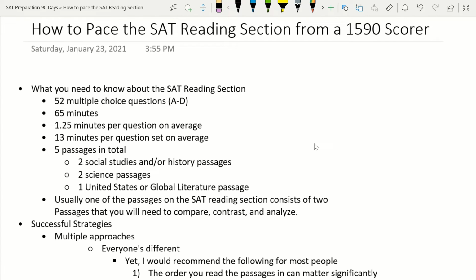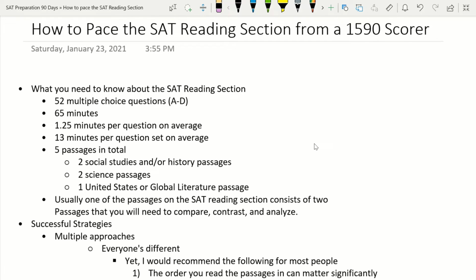Today I'll be breaking down how I recommend pacing the SAT reading section. Obviously the SAT is a timed test. On the reading section, you'll be given 65 minutes. There are 52 multiple choice questions. In order to really score highly on the SAT reading section, you're going to have to be able to manage your time very, very well. So in this video, I'll be going over how to manage your time in order to hopefully get the best results that you can on test day.